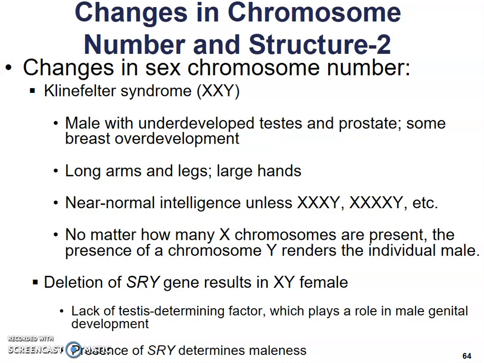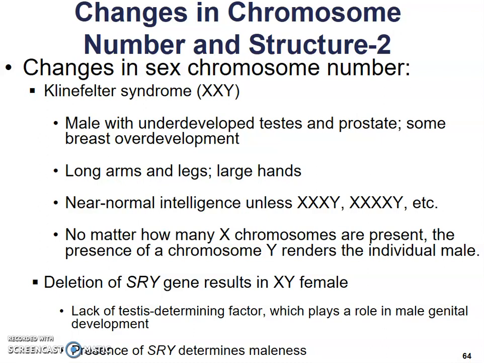They have near normal intelligence unless there are 2 X's or 4 X's, and so on. No matter how many X chromosomes are present, the presence of a Y renders the individual genetically male. So the presence of the Y determines whether biologically they're male or female. Doesn't matter how many X's there are. The deletion of the SRY gene results in an XY female.